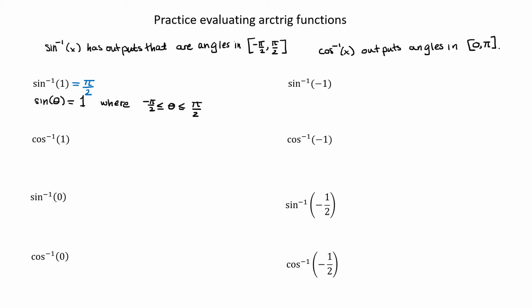Okay, let's next try inverse sine of negative 1. So for what angle theta is sine theta equal to negative 1, where again, theta is between negative pi over 2 and pi over 2? And this is going to happen at the angle theta equals negative pi over 2.